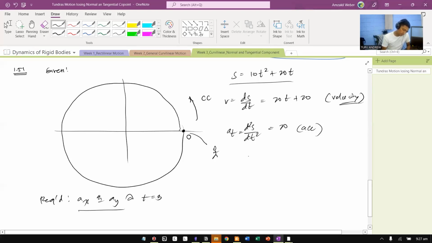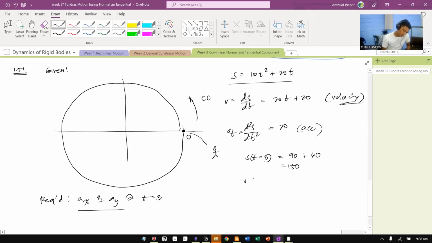So S at 3: 3 squared times 10 plus 60 is 150. So that is the distance. And by definition, displacement is the straight line from point O to the new point.